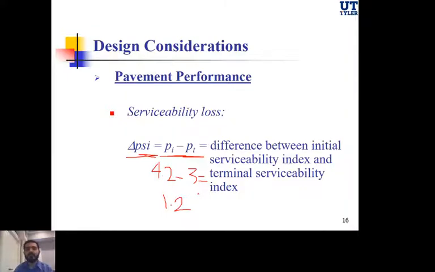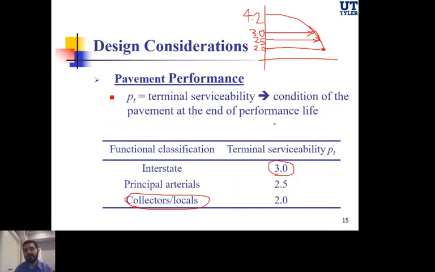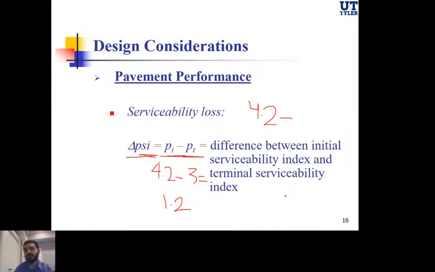For a small road, let's say again Varsity Drive or Patriot Drive, it's going to be 4.2 minus the terminal serviceability, which again I'll get from here. Collector or local, it's 2. So I'm going to go here and say 4.2 minus 2, and that will be equal to 2.2. The delta PSI will be equal to 2.2.